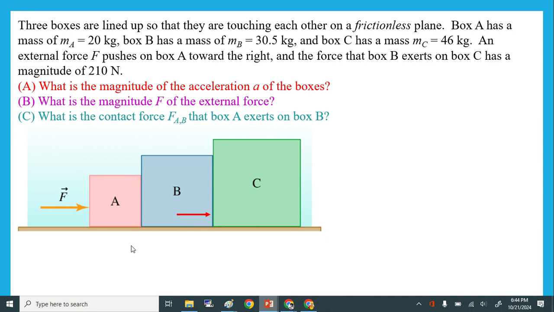In the schematic here, the arrow that just came up is the force exerted from B onto C. So you notice here the arrow's starting at box B and it is pointing towards box C, because box C is going to move because box B is pushing it. So therefore I'm going to label that as force B onto C, and the magnitude of the force here is given as 210 in the problem.